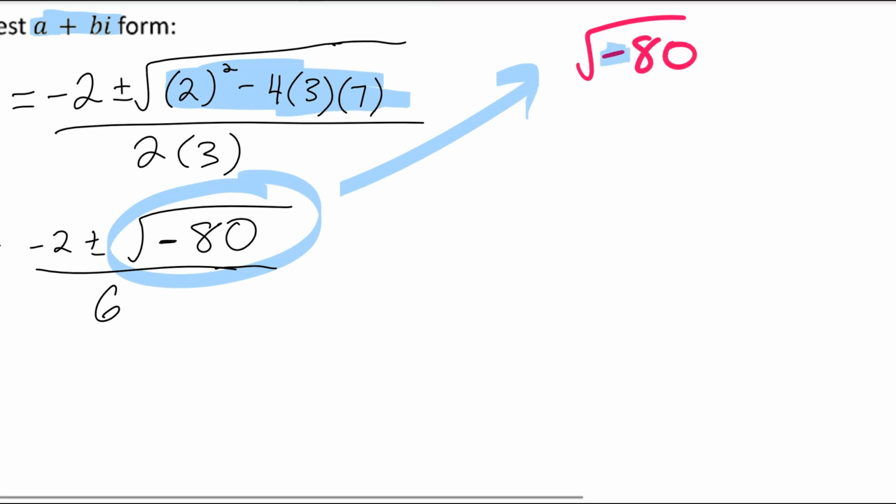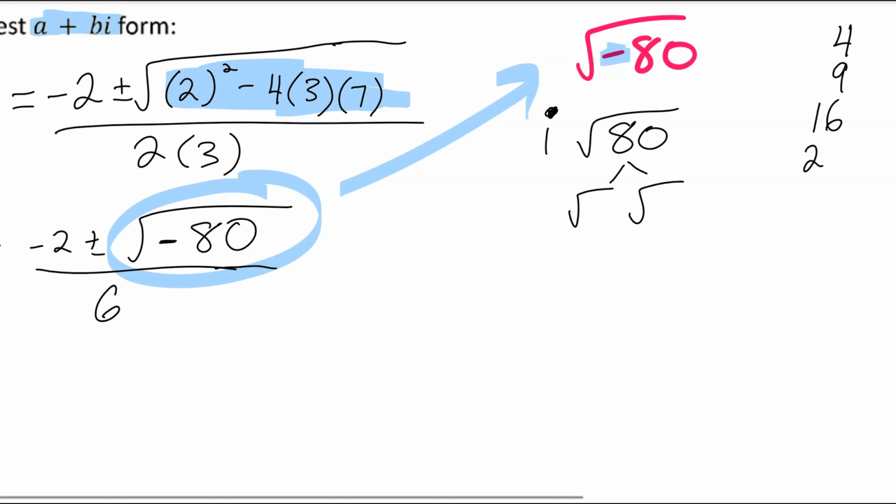The first thing I notice is that there's a negative under the radical, so I could pull that out as an i, and think about how to simplify radical 80. That's all a negative under the radical means, just that there's an imaginary number there. So if I split this off now, I want to find the biggest perfect square that divides into 80. Remember, your perfect squares are like 4, 9, 16, 25, 36, and so on. You could test out a couple of these in your calculator, but you want to find the biggest one.